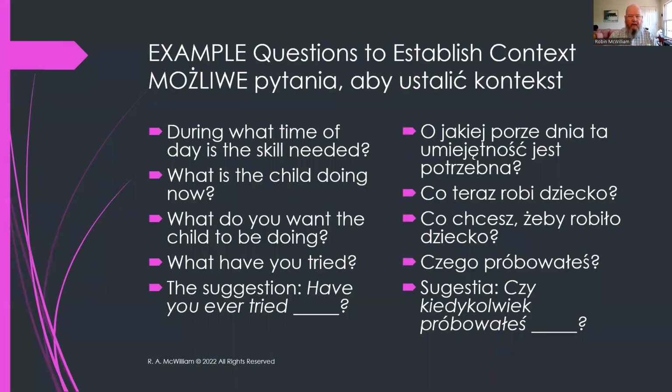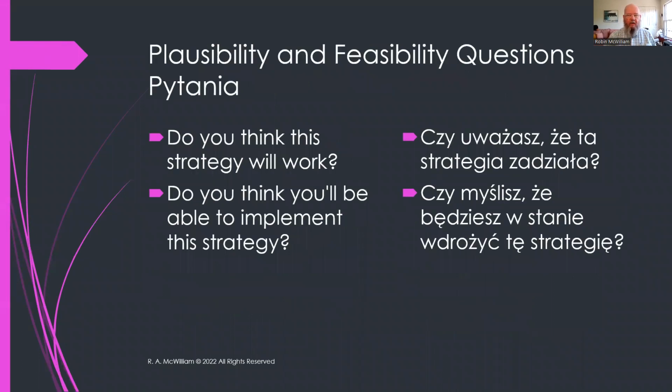Next, I've already talked about these, but I'm going to talk about them again. They are the plausibility and feasibility questions. I couldn't find Polish translations for plausibility or feasibility, so we just have questions here. The plausibility question is, do you think this strategy will work? And the feasibility question is, do you think you'll be able to implement this strategy?